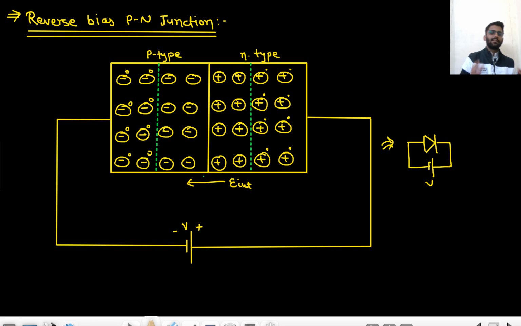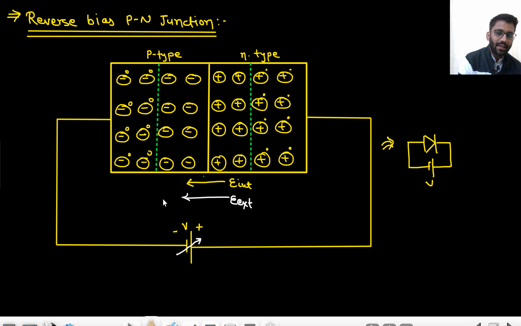So now let's just see what will happen in the reverse bias. So you are again applying a reverse bias voltage across the PN junction. So what do you think, what will happen now? In what direction are you applying the electric field? You are applying the electric field in this direction only, E external. And most of the electric field will be there across the depletion region only.